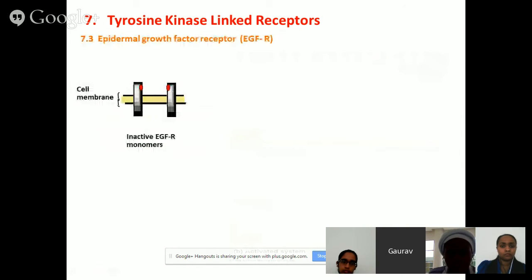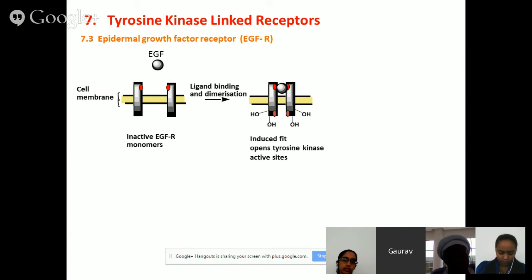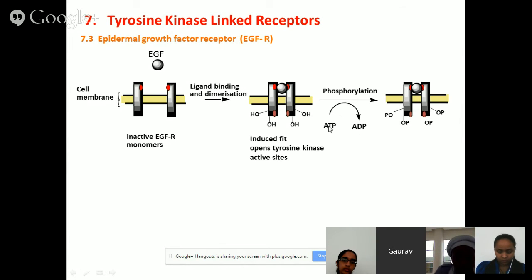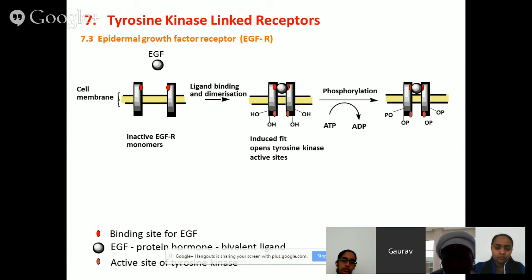So here the example given is the epidermal growth factor receptor. This epidermal growth factor receptor is an example of tyrosine kinase receptors. In the figure we can see on the cell membrane two monomers are present, each monomer having a red colored binding site where the epidermal growth factors are going to bind, and after binding they will dimerize the structure and it will cause phosphorylation. The phosphate molecule will be released from ATP and it will produce phosphorylation and activate proteins. That activation of proteins will produce different types of cellular responses.